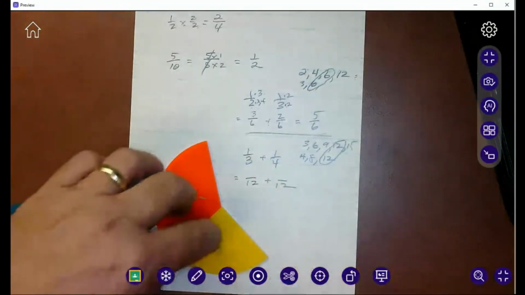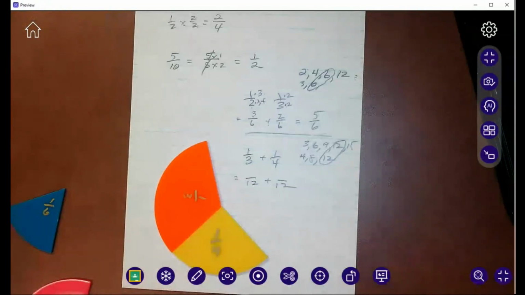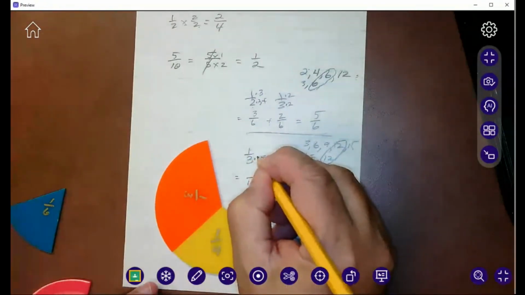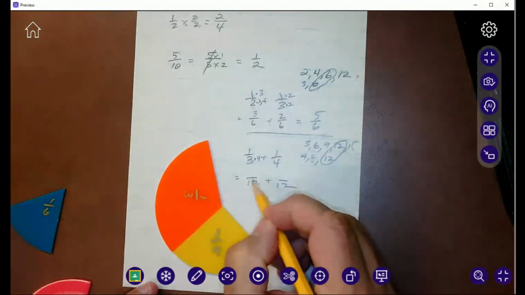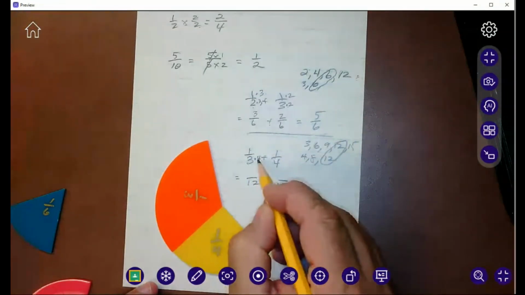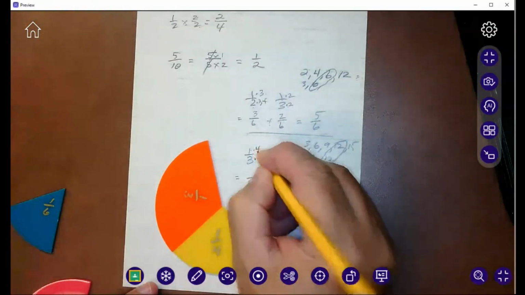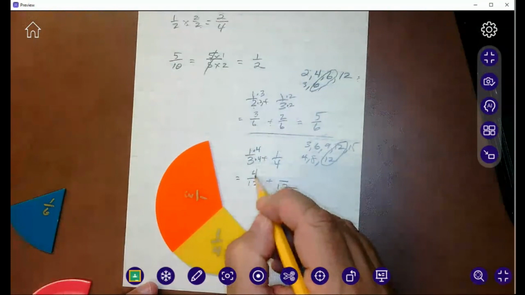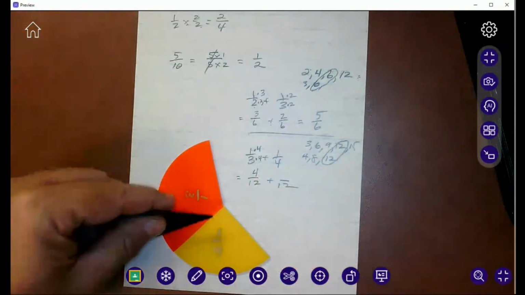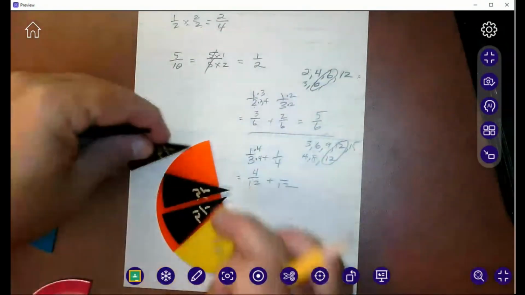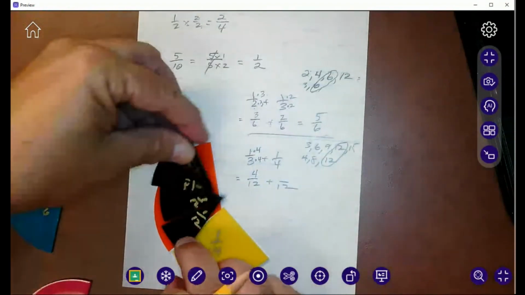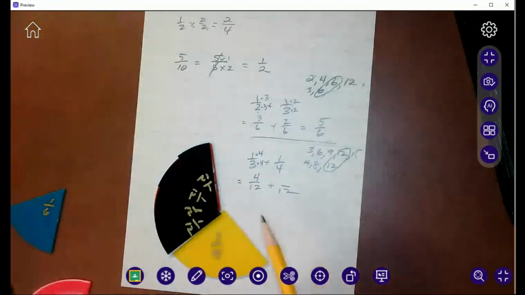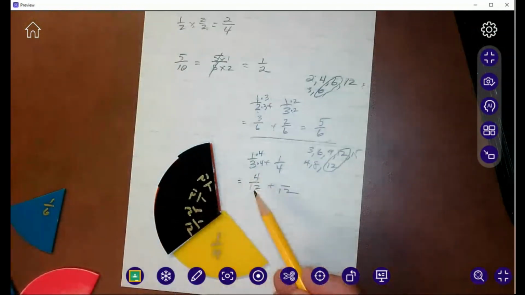So the 1/3, if I'm going to change that into 12ths, I would have to multiply the bottom by 4 so that I get 12. 3 times 4 is 12. Whatever I do on the bottom, I have to do the exact same thing on the top. 1 times 4 is 4. Well, you can see visually that if I change the 1/3 into 12ths, there it is. 4/12 makes up 1/3.